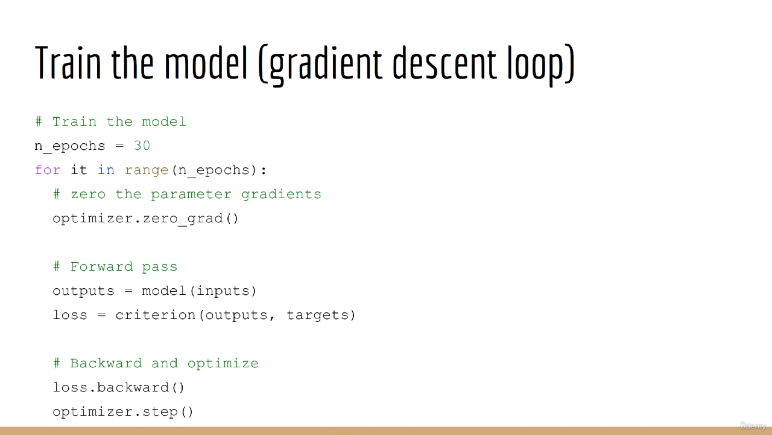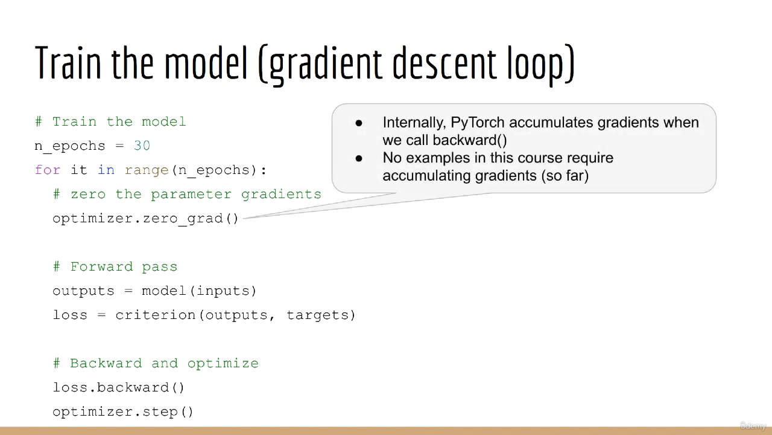If you want to know what it does, then what we can say is that internally, PyTorch accumulates gradients whenever you call loss.backward, which is a line that shows up later in this loop. Personally, I would not worry about that because 99% of the time, we'll be doing exactly what you see here, and so far, none of the examples in this course require you to actually accumulate gradients. The rest of the steps are relatively straightforward.